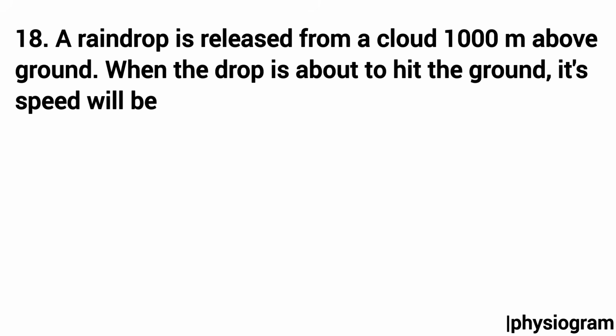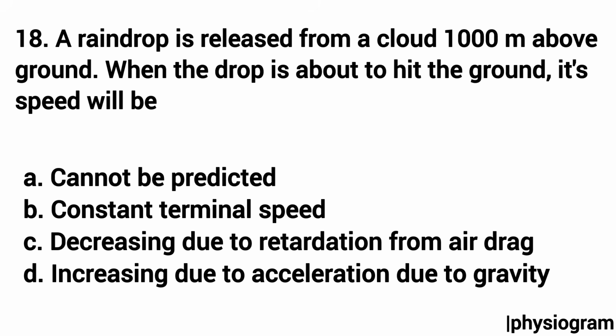Next, number 28: a raindrop is released from a cloud that is 1000 meters above ground. When the drop is about to hit the ground, its speed will be: option A, cannot be predicted; B, constant terminal speed; C, decreasing due to the retardation from the air drag; and D, increasing due to the acceleration due to gravity.